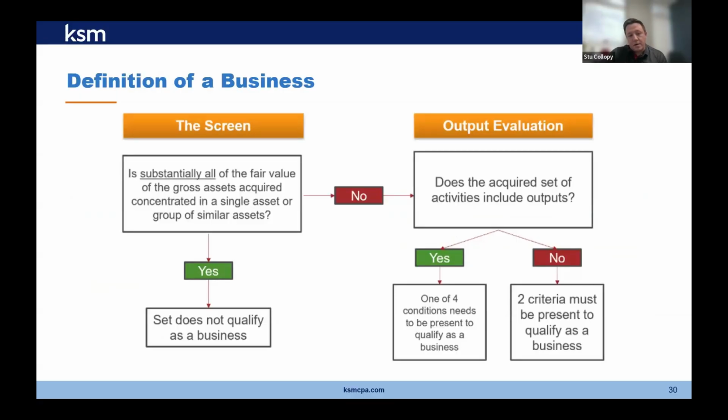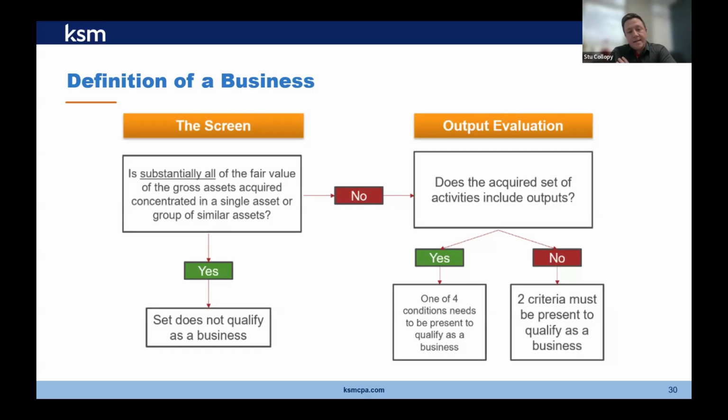So you're going to see in this first box right here, is substantially all of the fair value of the gross assets acquired concentrated in a single asset, or is it in a group of similar assets? You're going to see substantially all is underlined here. That's because there's no great definition to it. But what FASB does is they're going to use that 90% rule that you'll typically see.